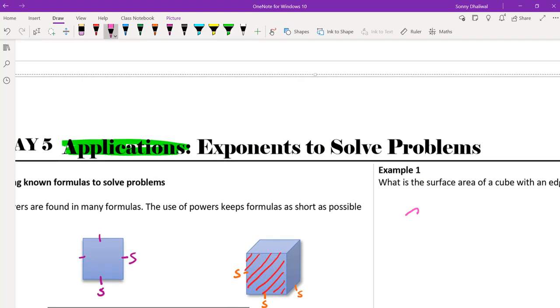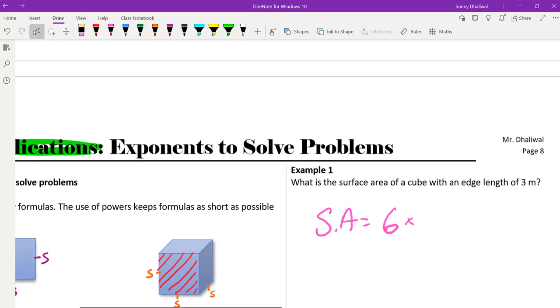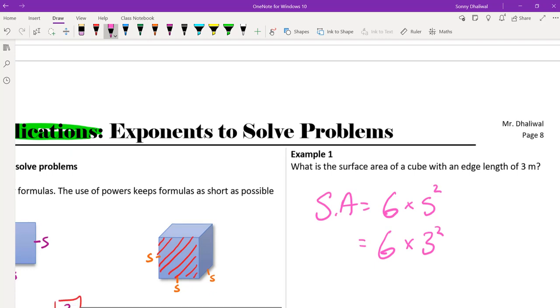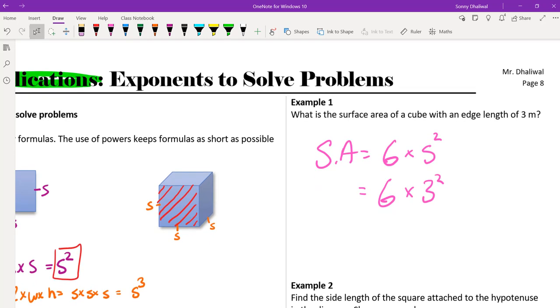Surface area is equal to 6 times our side squared. Right? How long's our side? 3. So 6 times 3 squared. Now we have to apply BEDMAS rules to say what our surface area is. So what do we do first? Figure out the exponent. 3 with exponent 2, what would that be? 9. 3 squared is 9. We still have that 6.